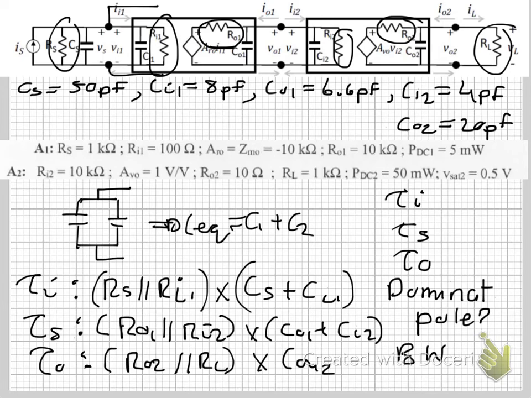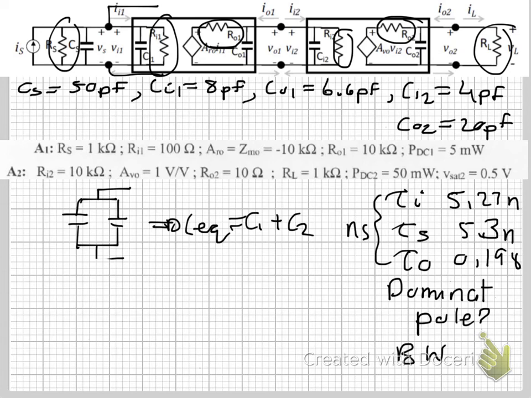Your answers are, for your input loading factors, 5.27 nano, 5.53, and 0.198. All of these are in nanoseconds. Your time constant is always in seconds.